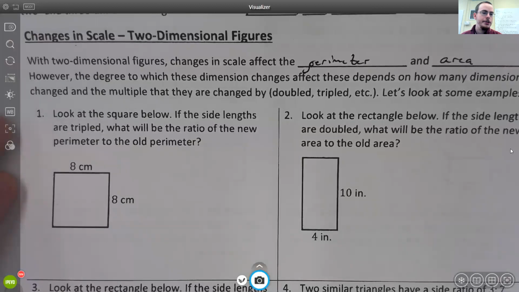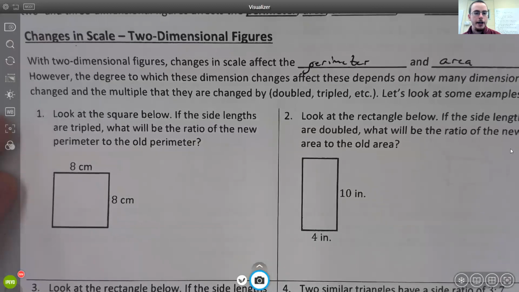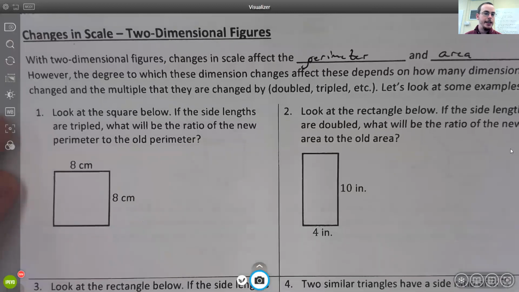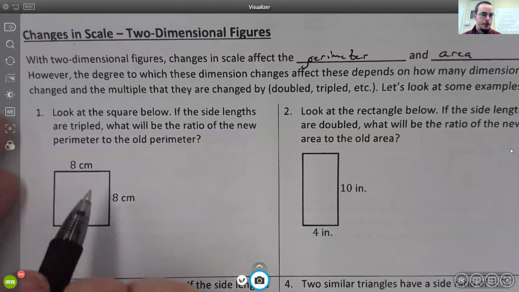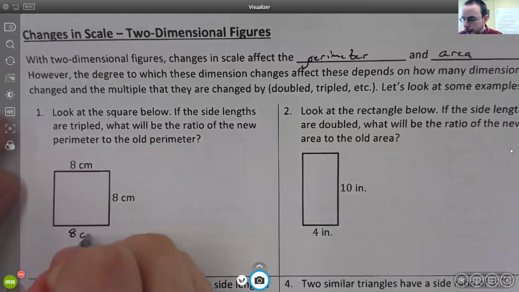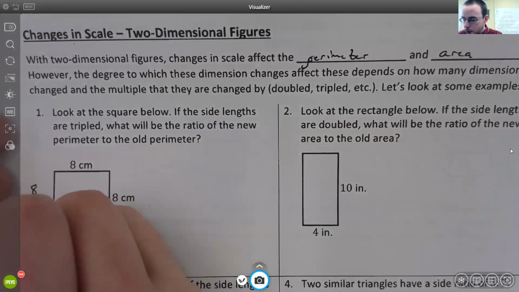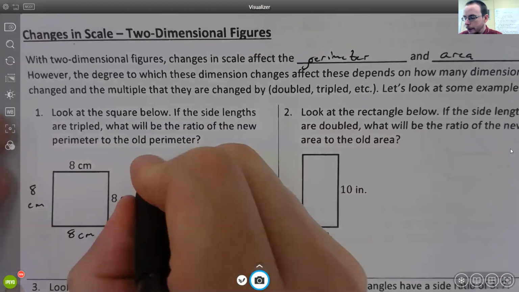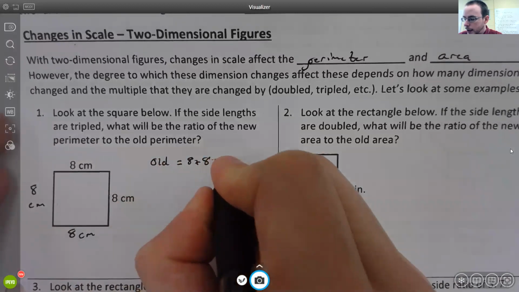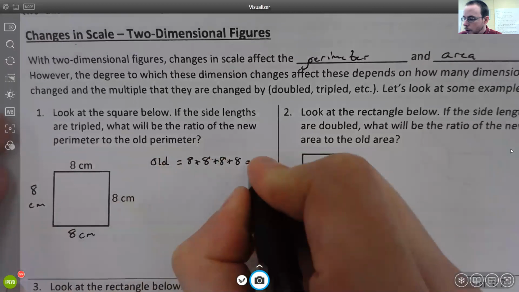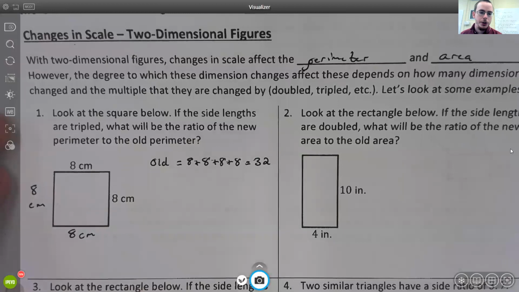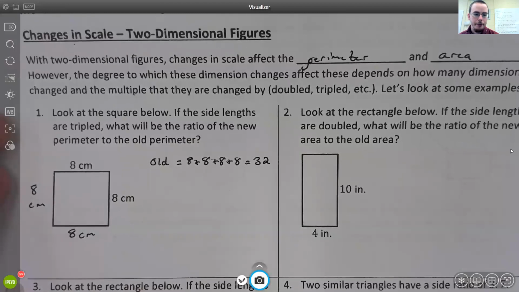So how do we find the perimeter of a shape? Well, the perimeter of the shape is all of the sides added together. So if this is a square and we have a side length here of 8 and a side length here of 8, then both of these will have to be 8 centimeters as well. So our old perimeter would be 8 plus 8 plus 8 plus 8, which is 32. So 32 centimeters is our perimeter.